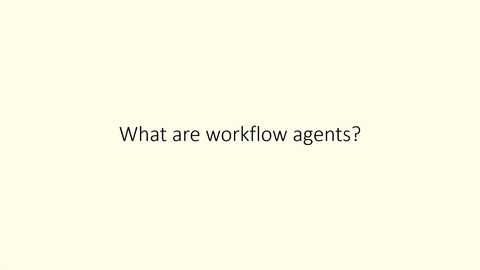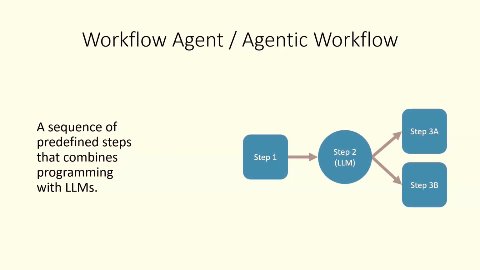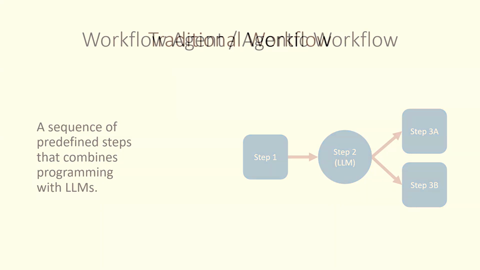Okay, next up, we're going to talk about workflow agents, and this is the one that I think is the most confusing to a lot of people right now. So a workflow agent, which should more appropriately be called an agentic workflow, is a sequence of predefined steps that combines traditional programming logic with LLMs. Some of the steps involve LLMs. It allows us to create automated workflows that are more powerful and more flexible because they incorporate LLMs in some of the steps where it makes more sense than traditional, like explicit programming.